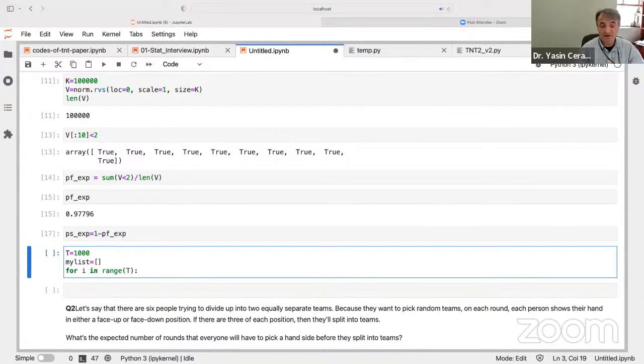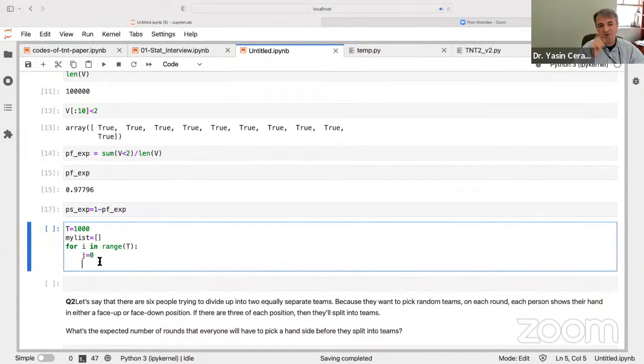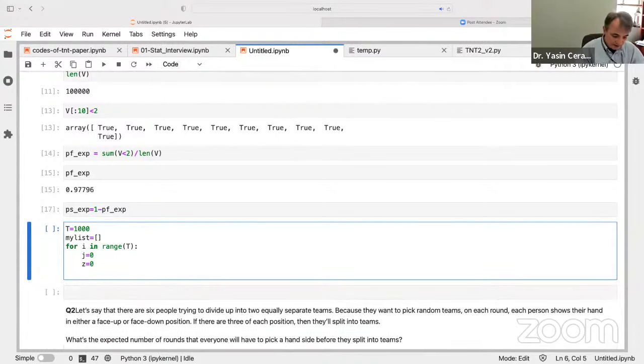Now, what I'm writing inside the for loop is for a single person: how many times it takes for this person to get a number which is greater than 2. We start from 0, and Z is the number that I'm assuming this person is picking. The initial value is 0. As long as Z is less than 2, the guy will keep drawing numbers from this pool of numbers.